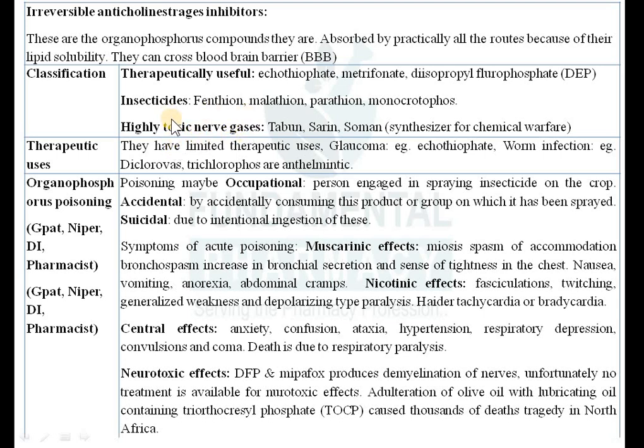The third class is highly toxic nerve gases, for example tabun, sarin and soman. These last two, sarin and soman, were mostly synthesized for chemical warfare.